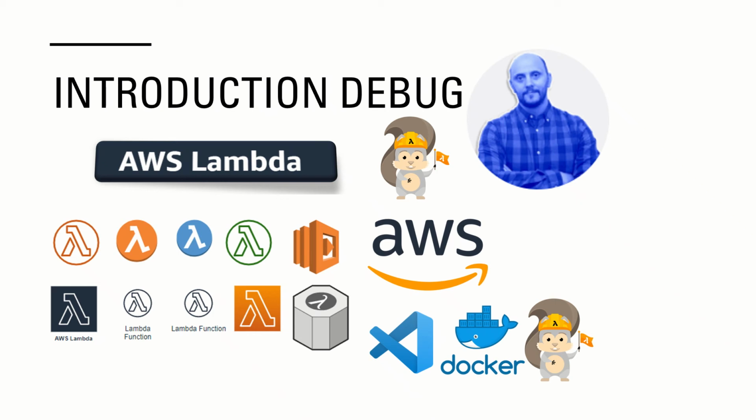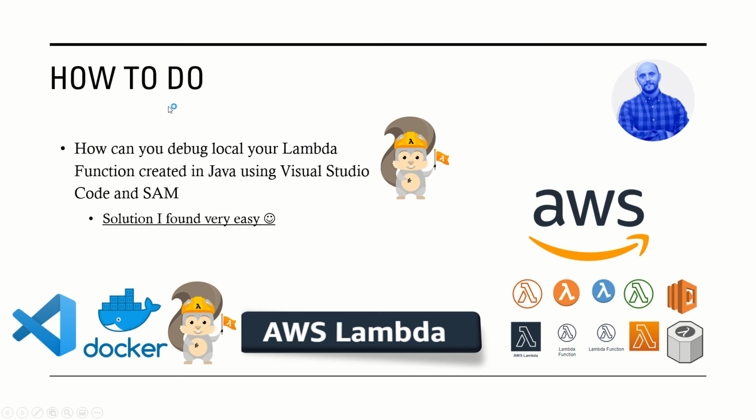Hi guys, welcome today to AWS Lambda, an introduction to debugging using SAM, the Docker and VS Code, right? So for today, how can you debug locally your Lambda function? You will create a Lambda function in Java using Visual Studio Code and SAM to debug it locally in your machine, right? The solution I found is very easy, so stay with me and let's see it.